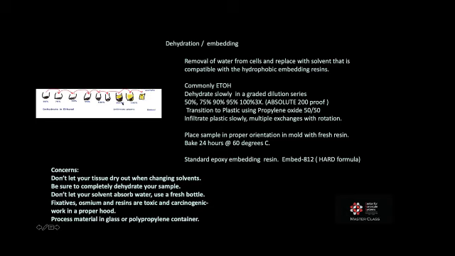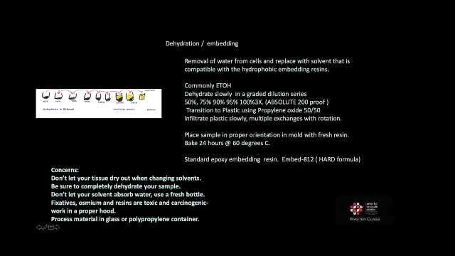Then we're going to transition slowly into plastic by using propylene oxide, and we're going to start, again, with transitionary fluids. We're going to do 50-50 propylene oxide, 100% ethanol, 100% propylene oxide, 50-50 propylene oxide plastic. I will typically put this overnight so we have a slow and complete infiltration of the plastic. The last day, we're going to have multiple exchanges of 100% plastic on a rotator so that you have good sample contact with the plastic.